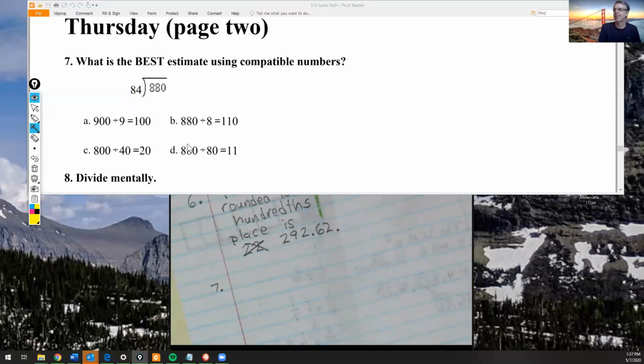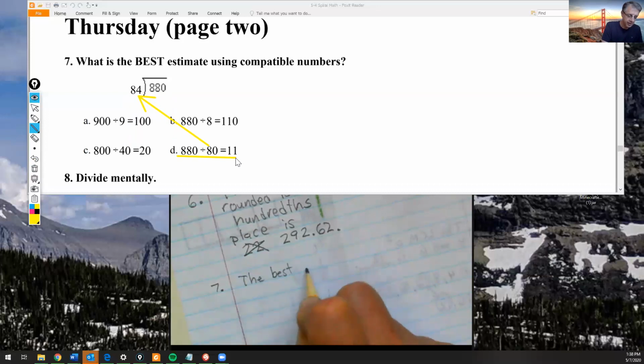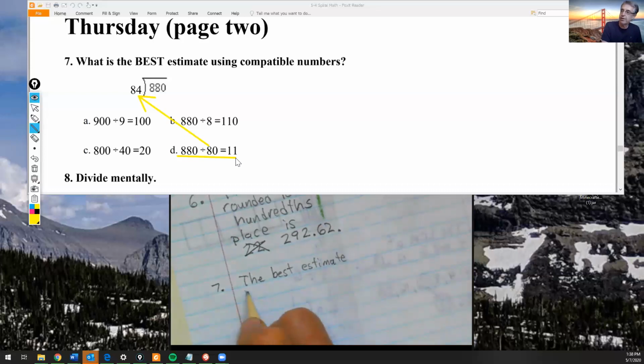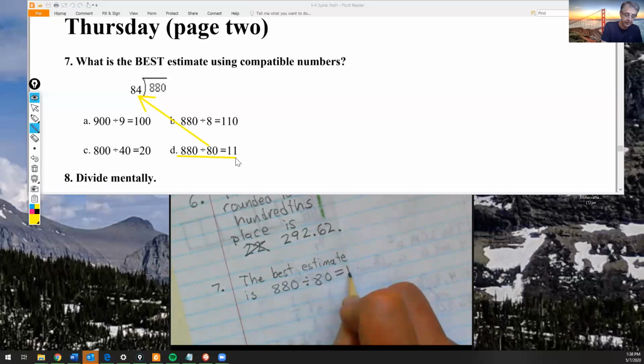The only one that really makes sense is 880 divided by 80 equals 11, because 880 is the same as the original dividend, so that's good. And the 80 is not too far away from 84, so that actually is a very close estimate, and it makes it easy to do in my head. So I'm going to choose the best estimate. And those are the required words in my answer sentence: is, and I'll just write it out, 880 divided by 80 equals 11. And that's it.